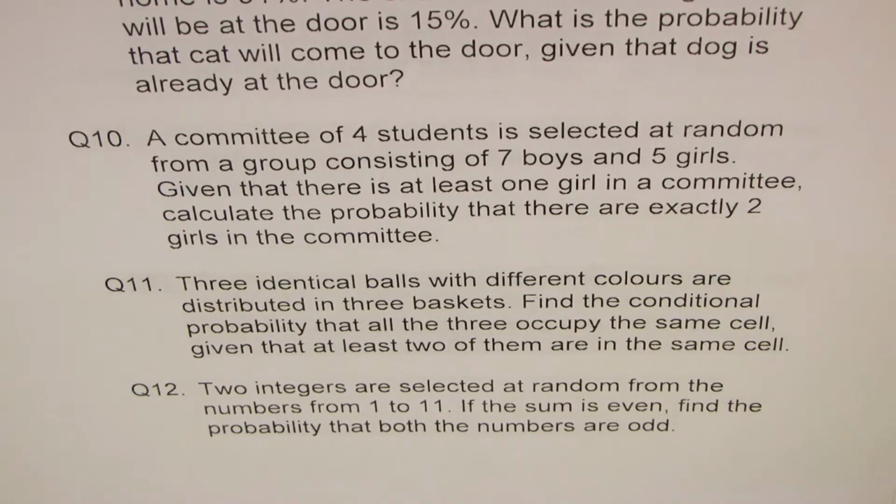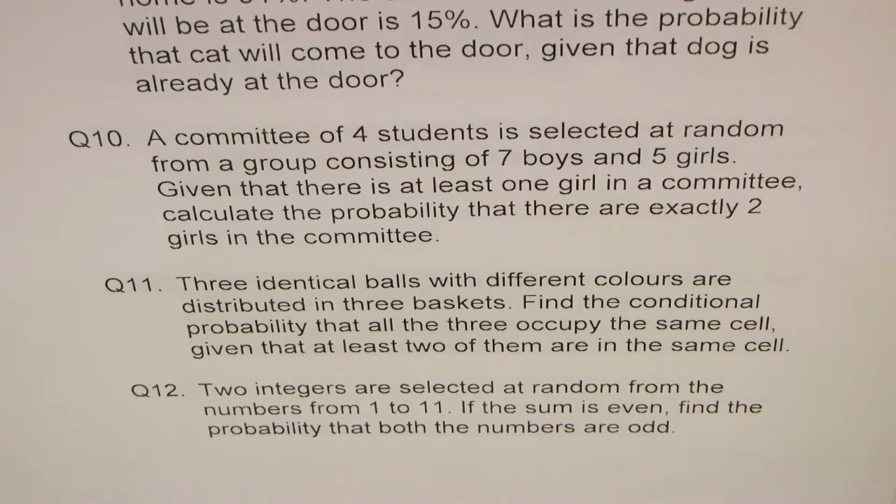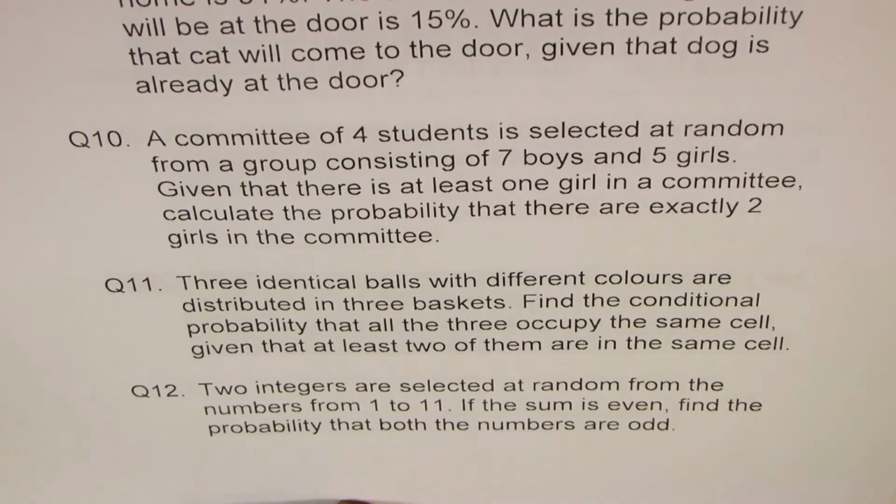The last question is question number 12. 2 integers are selected at random from the numbers from 1 to 11. If the sum is even, find the probability that both the numbers are odd. I hope these questions will give you good practice to prepare for your own test.